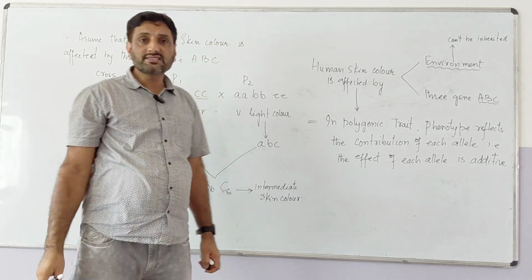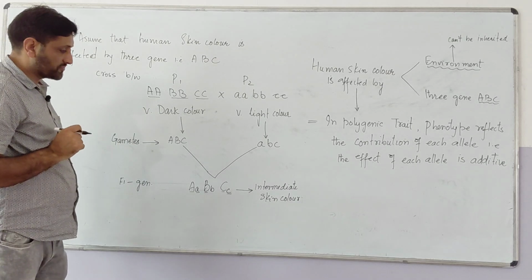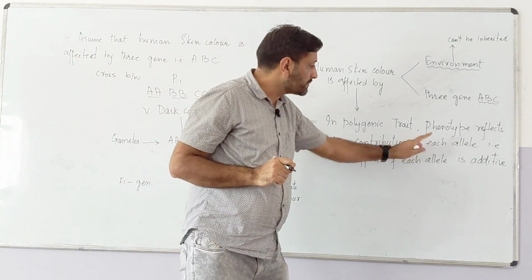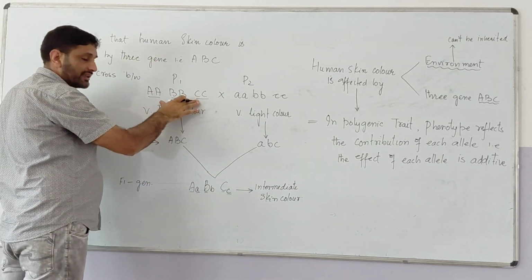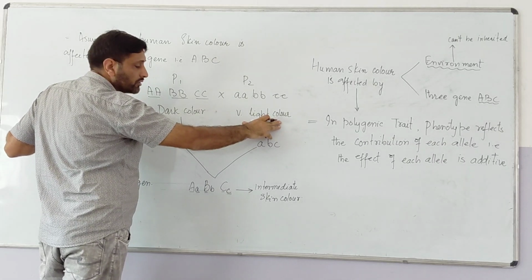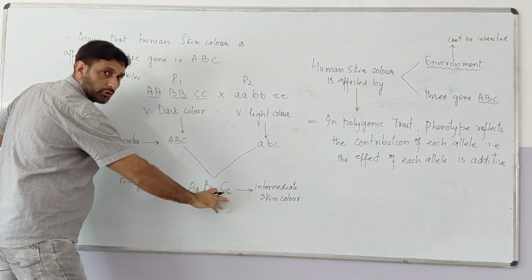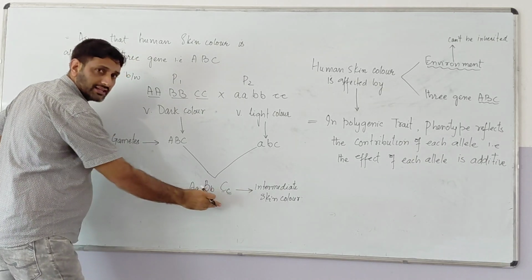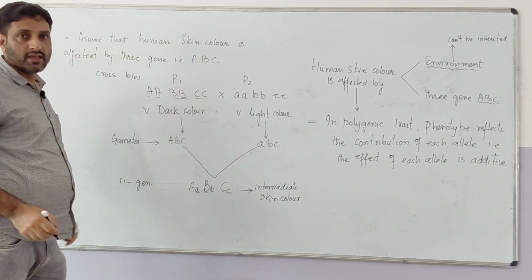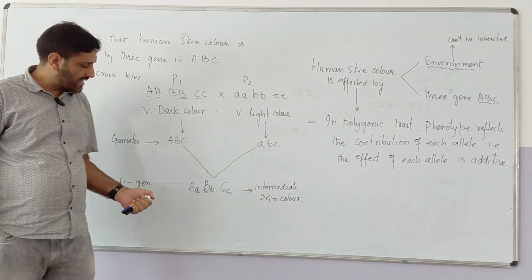Is this clear? Such inheritance is known as polygenic inheritance. If we see this statement again, the phenotype reflects the contribution of each allele. So each allele, when dominant, produces a very dark color. Each allele, when recessive, produces a light color. But here is the difference in the number of dominant and recessive alleles. Only 3 dominant and only 3 recessive have produced this type of color. When we take it as a self cross, let us see what we can observe here.